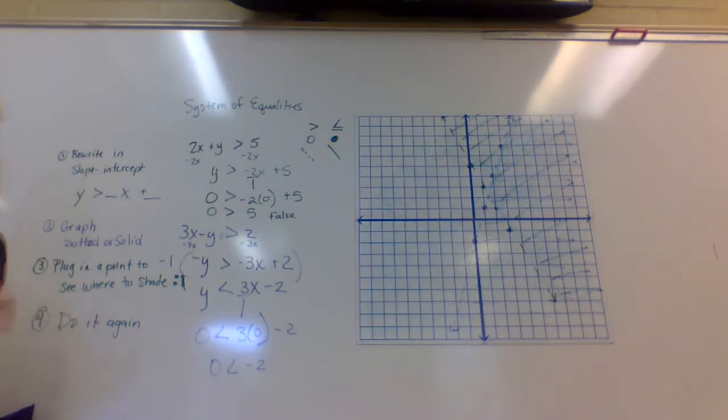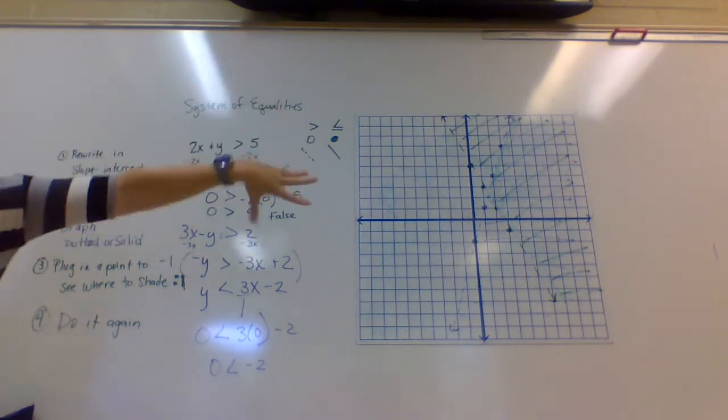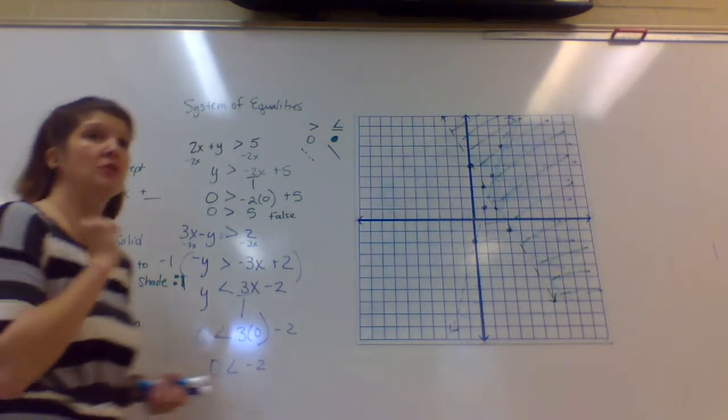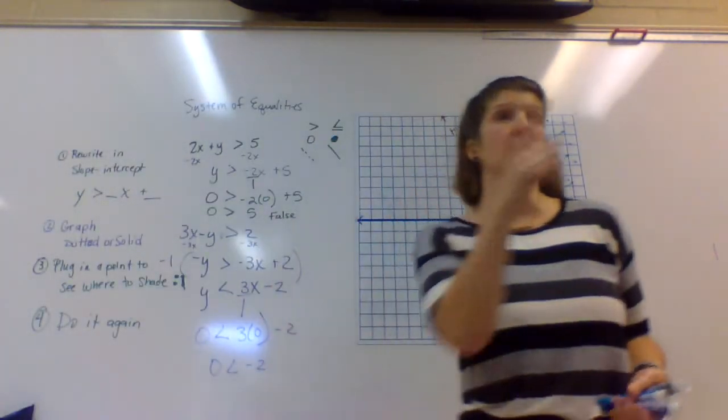Like when we're doing systems of inequalities, we'll have to. So you're going to do this one, put it on your graph, then do the second one. You kind of have to start all over again. So we'll have to do it twice. Yes?